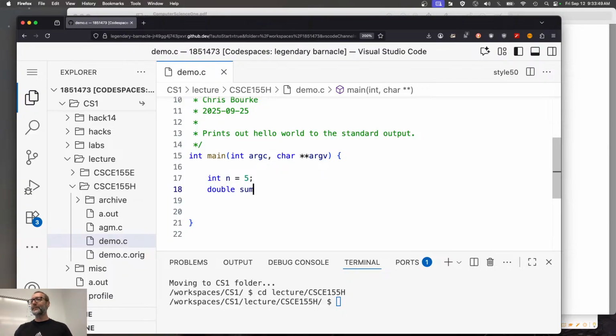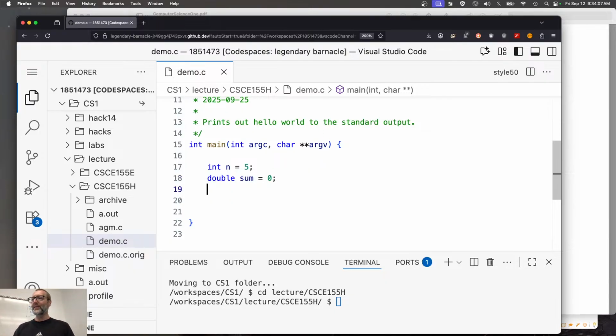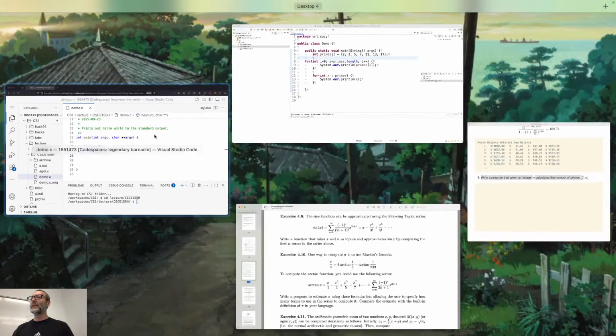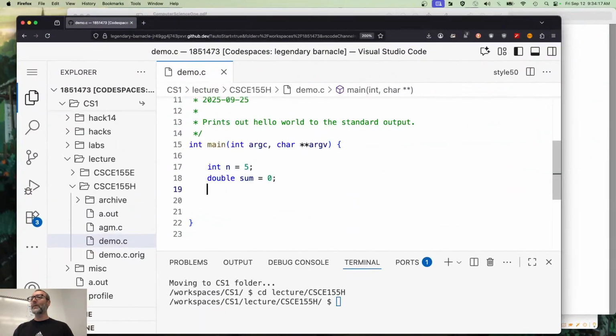Sum. What should I start it out as, by the way? 0. That's not a trick question. If you're going to add stuff up, then don't start it at 10, because 10 plus x, you're off by 10 already. What else do I want? Obviously, I'm going to have an x here. So let's create a variable here, x. And a sine of, this is probably in radians, I think. Don't quote me on that.